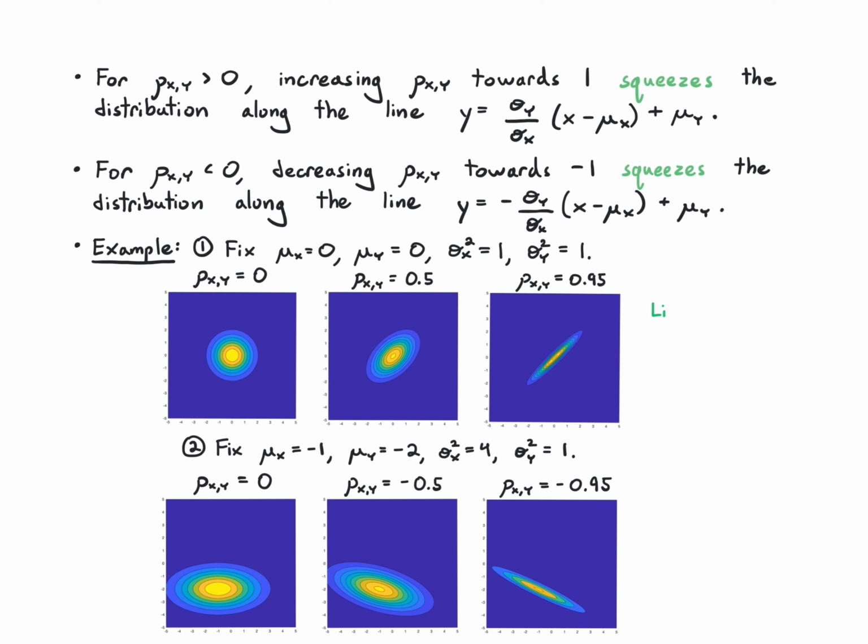And finally, let's try to understand where this line was. So the line was 1 over 1 times x minus 0 plus 0. So here it was just y equals x. And you see that fits perfectly. That's where we were getting squeezed. In the next case, the line was y equals minus 1/2, then with some constant. So overall it is minus x over 2 minus 5/2. And you can see that that line also fits well.